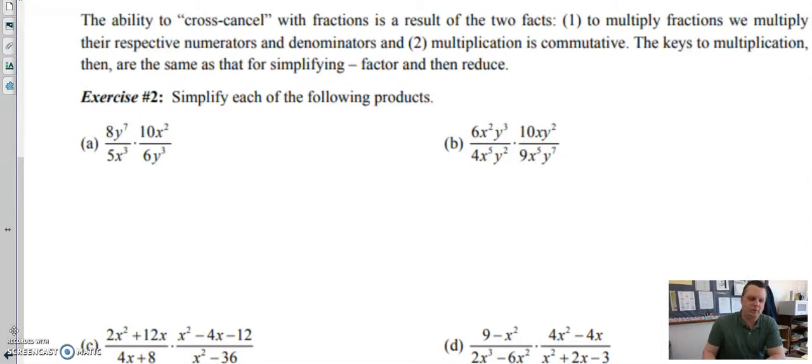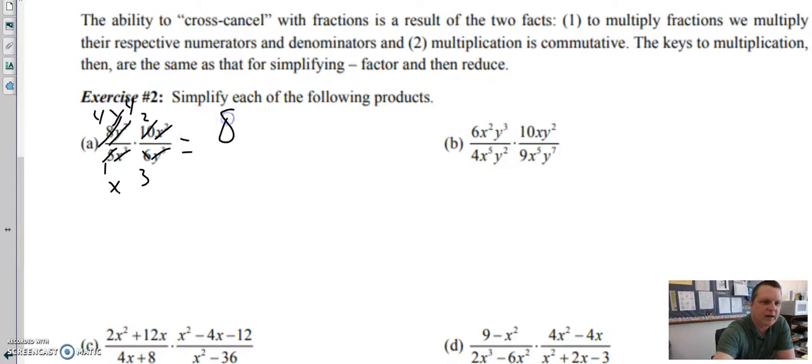Now we have monomials, and they're talking about cross-cancel. That just means that you can cancel, again, anything in the numerator with anything in the denominator. So look at our leading coefficients. 5 goes into itself once, into 10 twice. 2 goes into 6 3 times. 2 goes into 8 4 times. That's it for the coefficients. Nothing else will cancel. Y's: you have 7 in the numerator, 3 in the bottom, so I have 4 left in the top. X's: 2 in the numerator, 3 in the denominator, so I have 1 left in the denominator.